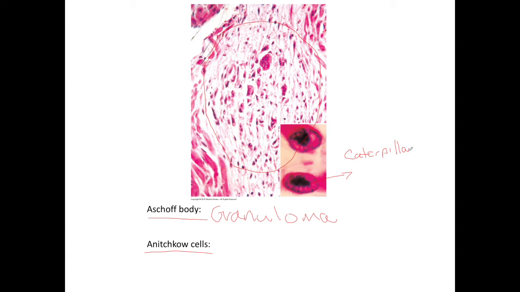So if you hear any mention of Aschoff bodies and Anitschkow cells, what we are talking about are the granulomas that are characteristic to rheumatic fever. And notice how we are concentrating here on the myocardium. We can actually see some myocardial cells right here. We can see some in the periphery right here and right here as well.